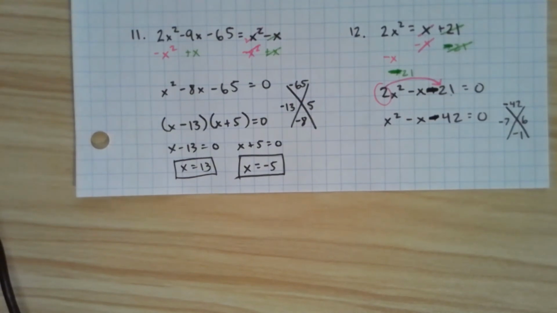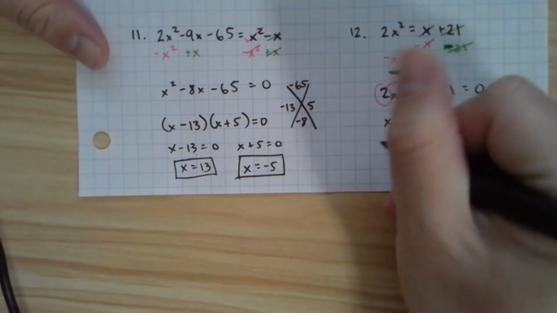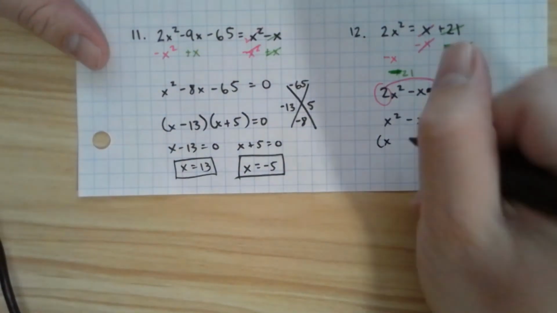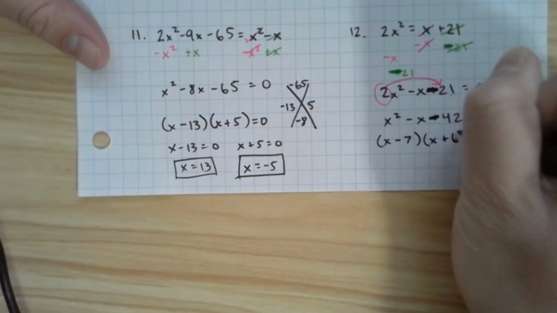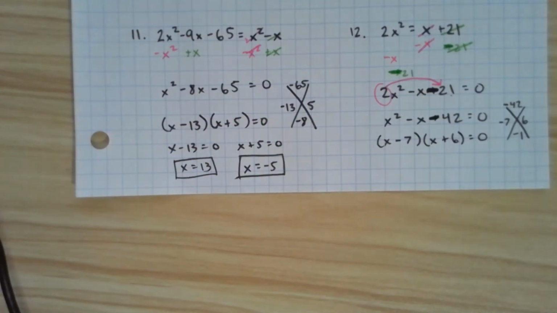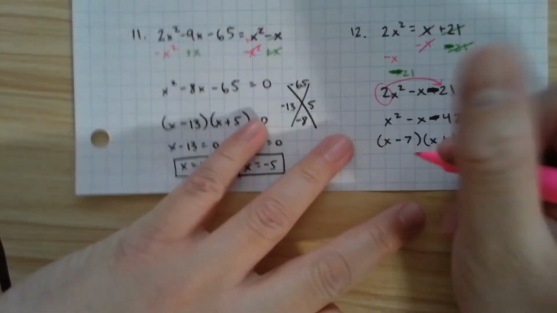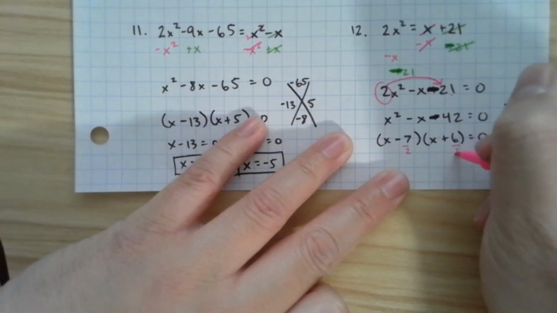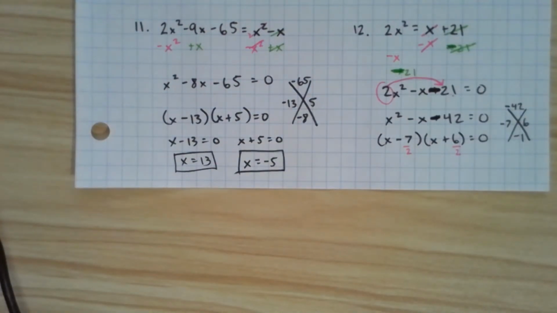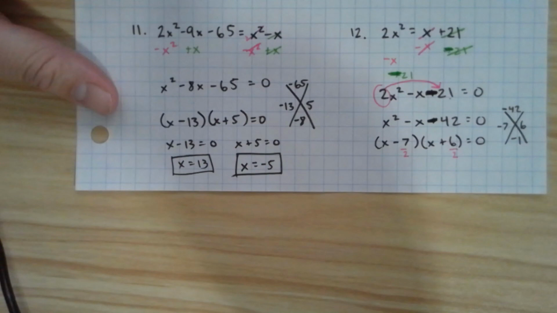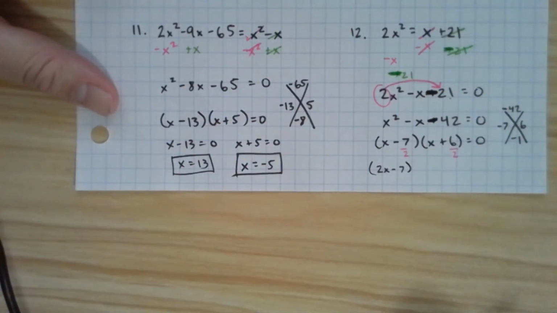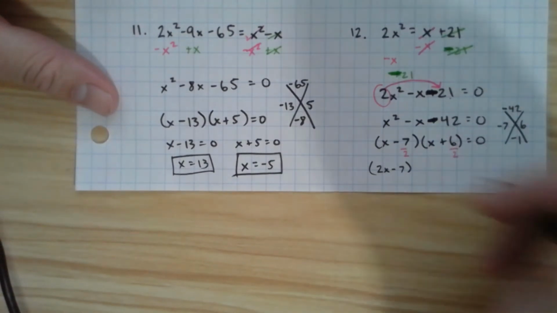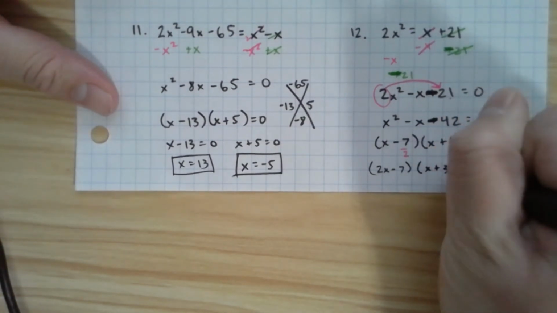So now it works. Okay, they multiply to negative 42 and add up to negative 1. So this will be x minus 7 and x plus 6 is equal to 0. Don't forget to undo the multiplication. Divide your constants by that number you multiplied by. The first term here does not divide, right? So then 2x minus 7. 6 divided by 2 does though. So x plus 3.